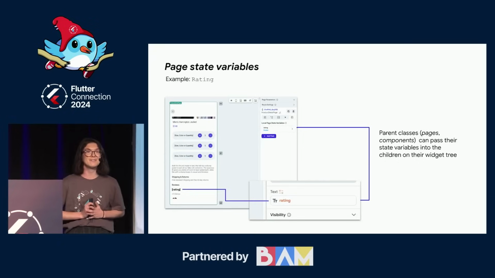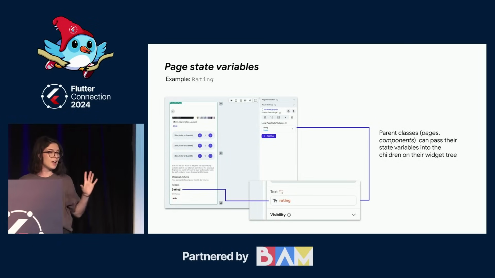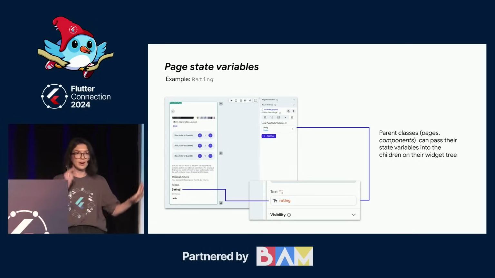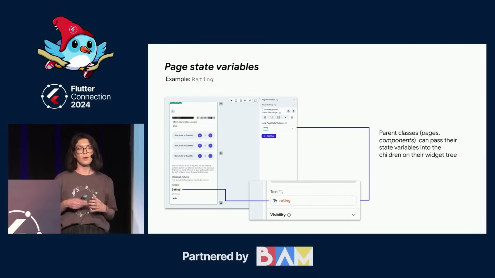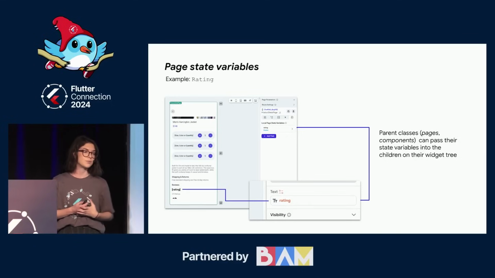OK, so how do we do this in FlutterFlow? Here I'm on my page that I showed you before, my product detail page, and I've created a state variable, which is what you can see over on the right-hand side where it says local page state variable. I've created the rating state variable to store the rating of my product. And now I can use that variable in the widget properties. So for example, setting the text string value of the text widget that's on this page.